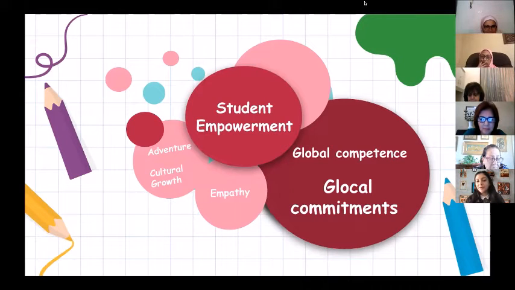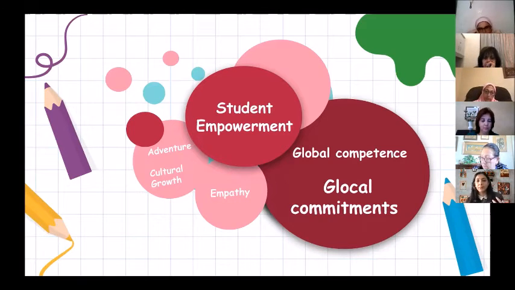So some of what you mentioned: we have global competence, whether global or local commitments, like knowing more about what's going on in the world and locally. And there is cultural growth, because part of global learning involves knowing more about other cultures. There is empathy, like now they're aware of a problem. We're trying to have empathic students somehow. And we have student empowerment.